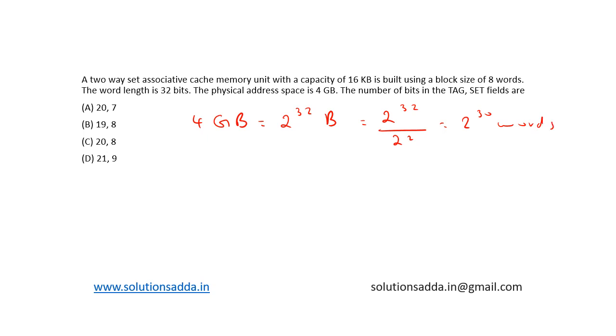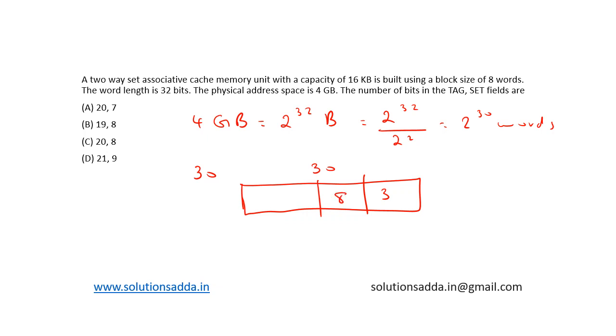So as of now, out of the 30 available bits, 3 bits have been given for the word offset, and we have given 8 bits for the set offset. So now we have the remaining 19 bits. This is the tag. So the correct option is 19, 8, and the answer is option B.